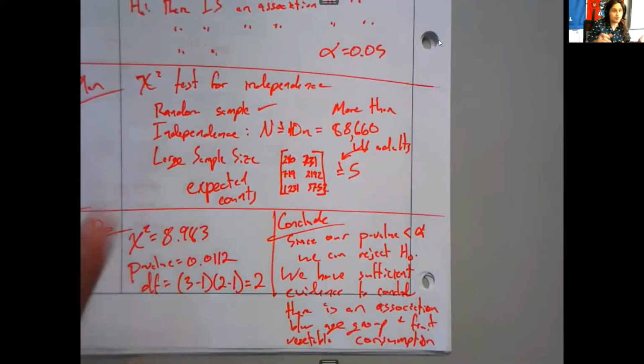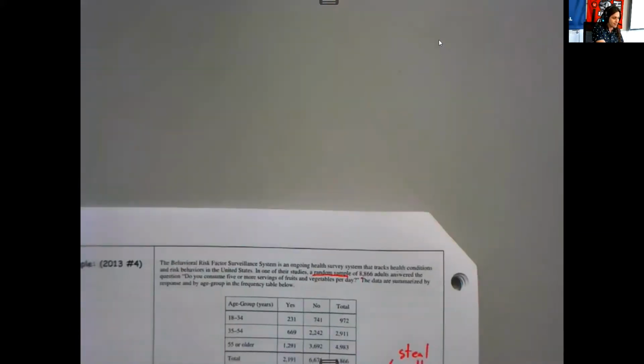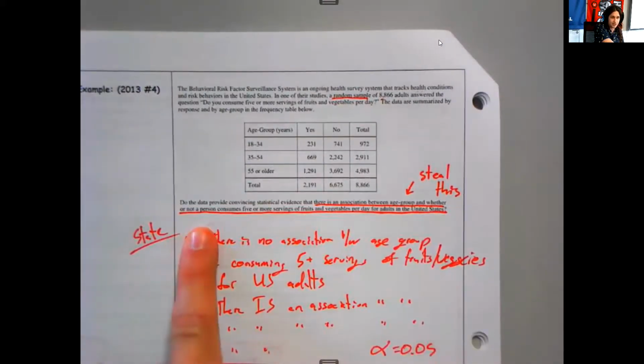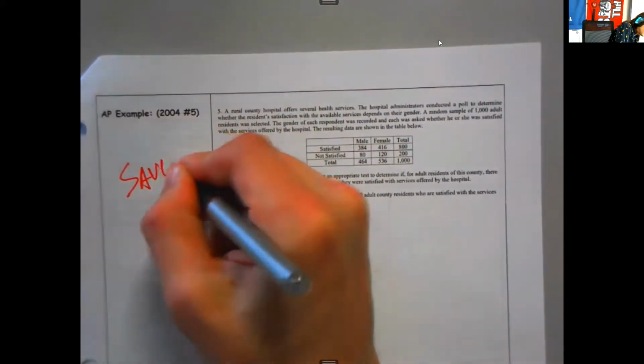For that problem, you're really just copying the alternative. There is evidence for an association between age group and whether or not a person consumes 5 or more servings of fruits, vegetables per day for adults in the United States. Cool. Let's save this extra example.